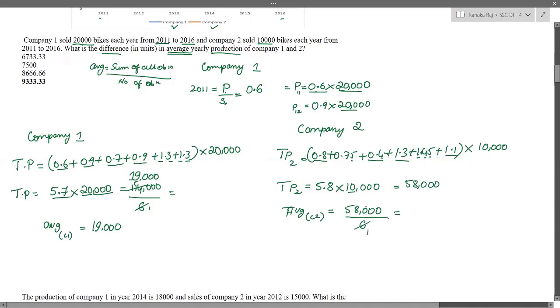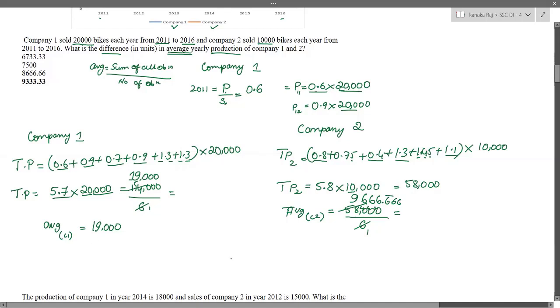So 6 1 times 6, 9 times is 54. So remaining is 40. 6 6 is 36, again 4. 6 6 is 46, again 4. 9,666.66. This is recurring here. This 0.66 will be recurring.